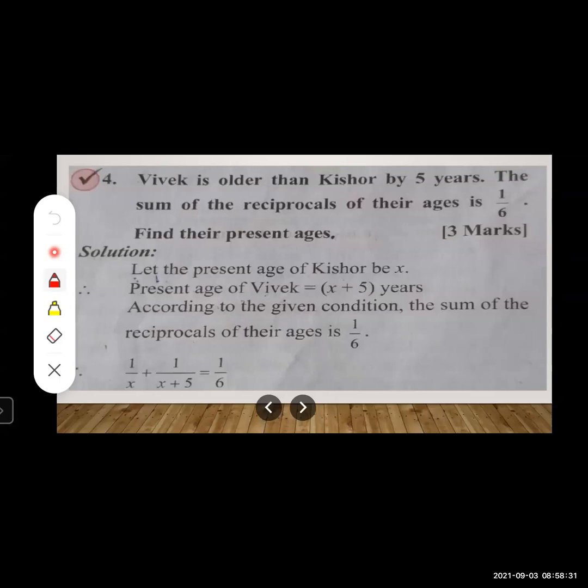Because why? What is the condition given over here? Vivek is older than Kishore by 5 years. Means Vivek is elder to Kishore by 5 years. Right? So you will write the present age of Vivek is equal to x plus 5 years. Okay, now read the next line very carefully.